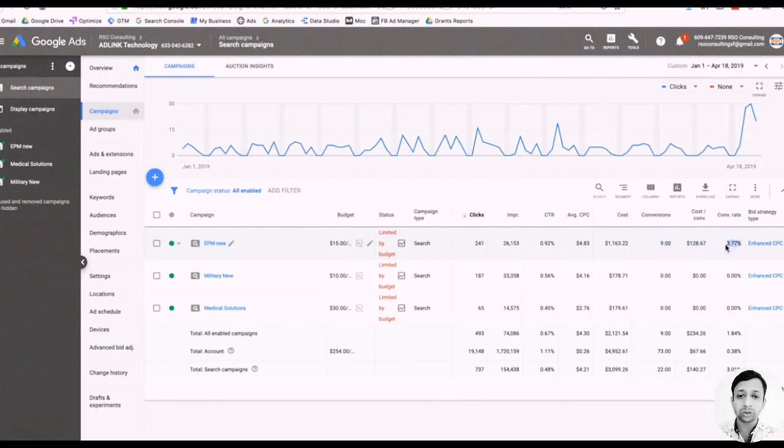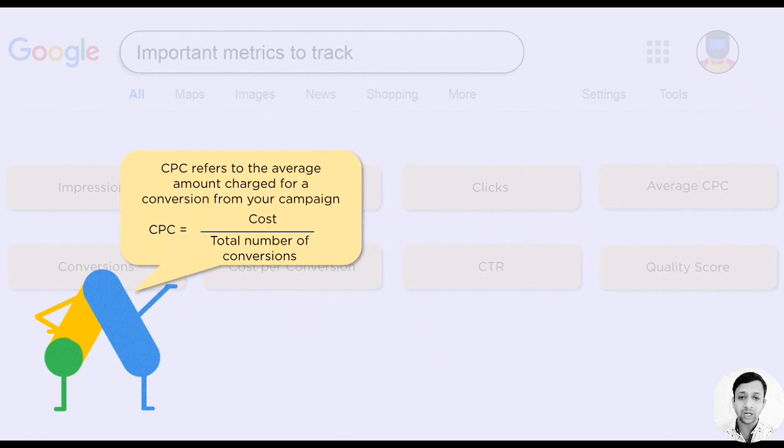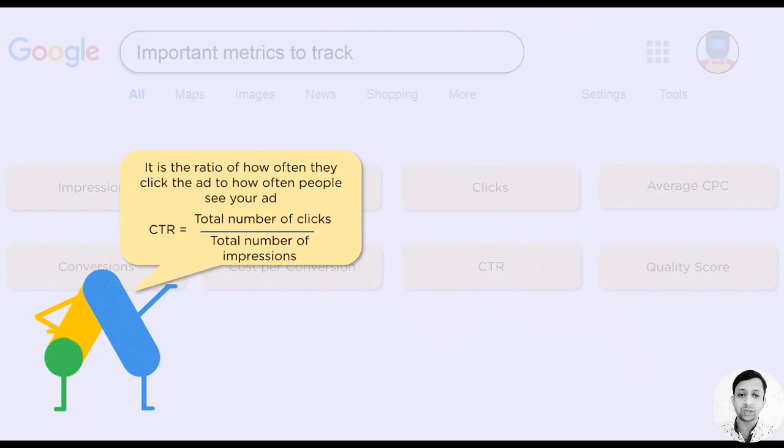And then I can see my conversion rate, the rate at which people convert. So if I have 241 clicks and 9 conversions, that's 9 divided by 241, that's a 3.77% conversion rate. So I can measure conversion rate, cost per conversion, and conversions just by setting up conversions in Google Ads. Ideally, if you're going to pay Google for advertising, you want to be able to measure return on investment via conversions. So again, cost per conversion is just the total cost divided by the number of conversions, and click-through rate, just as a reminder, is the total clicks divided by the total number of impressions.